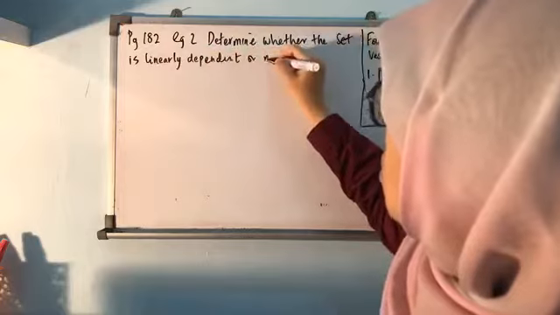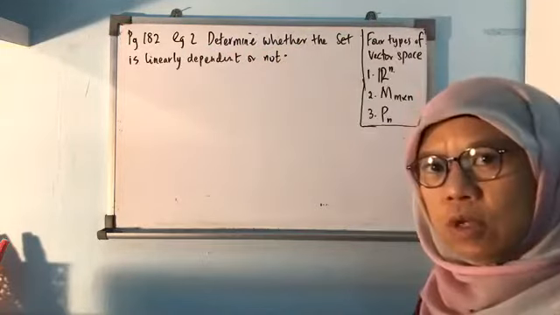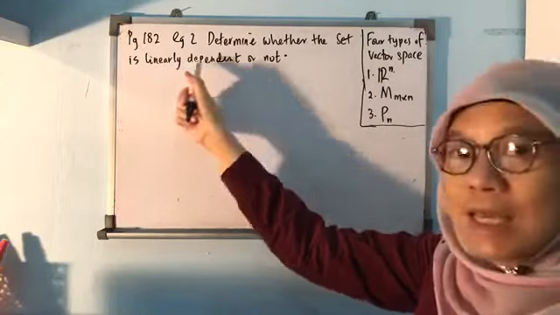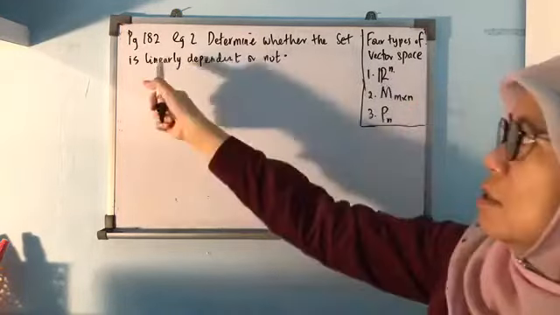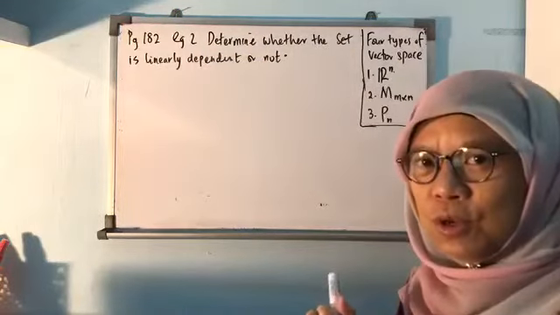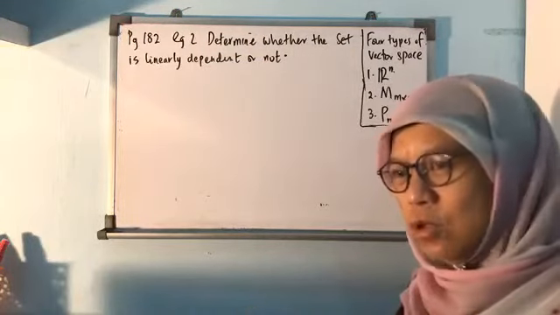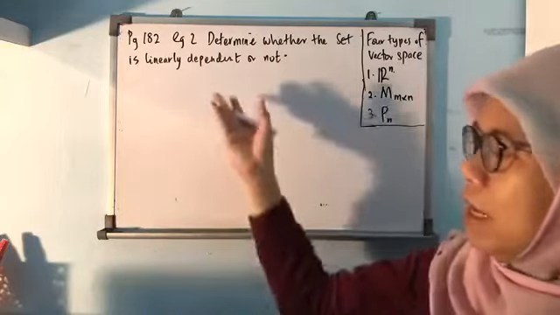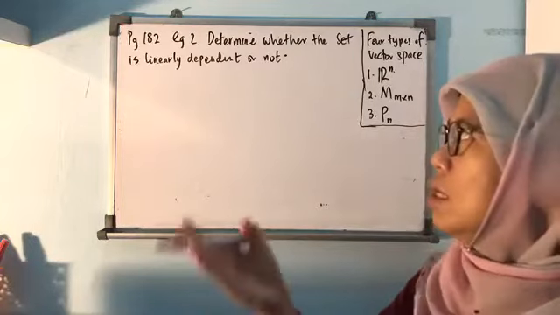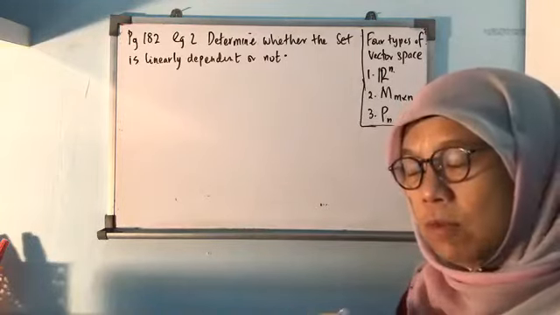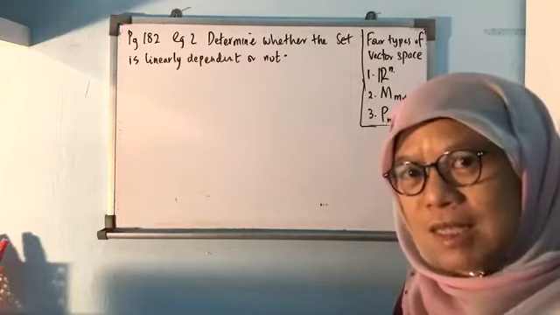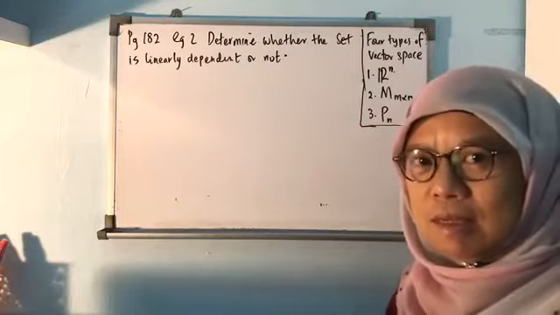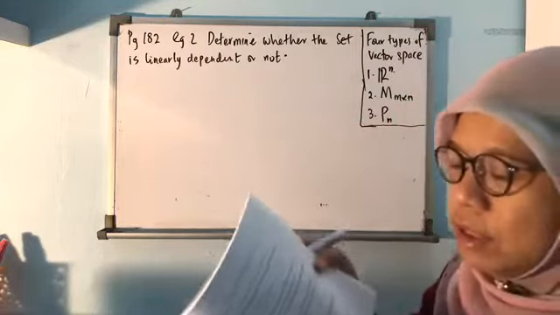dependent or not. Okay, you have to read very carefully because sometimes the question asks you whether it's linearly independent or not. Sometimes they ask you linearly dependent or not. So when you write your answer, don't just put yes or no. Just put yes, it is linearly dependent. No, it is not linearly dependent. So if it is not dependent, meaning it's independent. If it is not independent, means it's dependent. Okay, it's the opposite of each other.